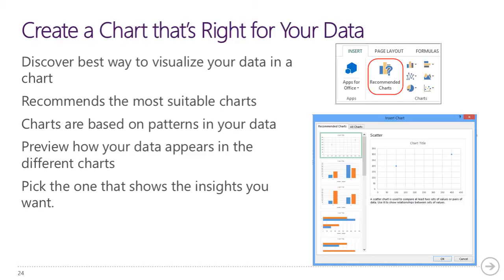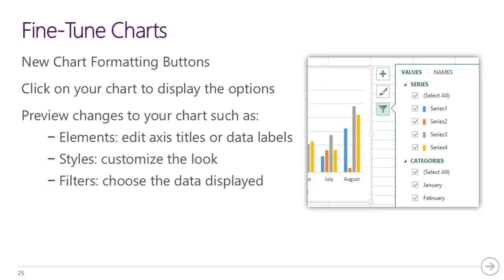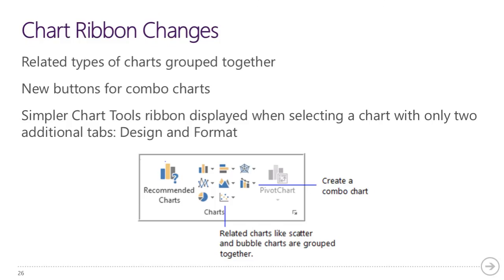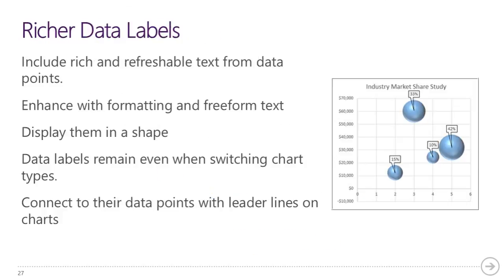You can pick the chart that shows the insights that you want, and then you can go to the next level where you can have more control over fine tuning and cutting out and adding areas to the chart that make sense for what you want to show. On the ribbon itself, you'll see there are some changes on the chart ribbon, including a lot of related types of charts that are grouped together. Again, the ribbon technology makes it much easier from a visual standpoint for people to consume these and understand how to use and get started with them, and they've continued to enhance it within the 2013 client.